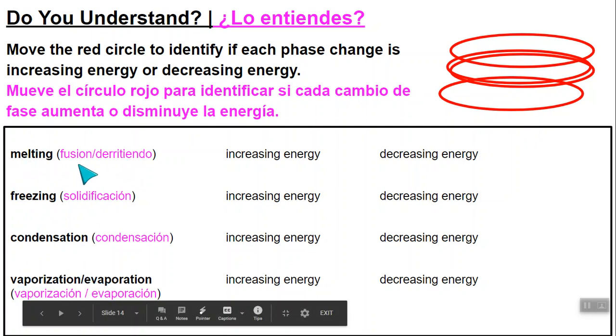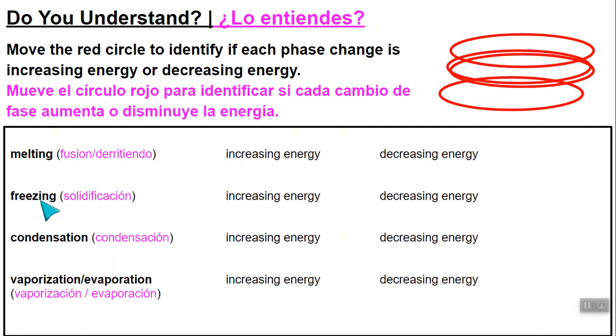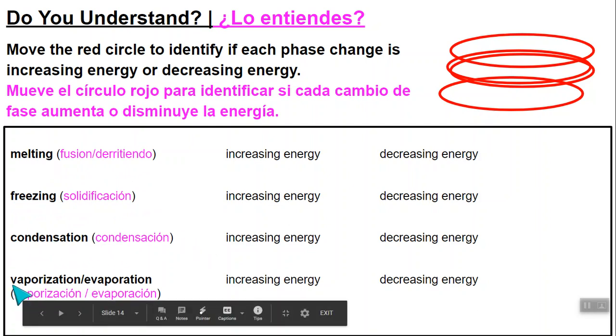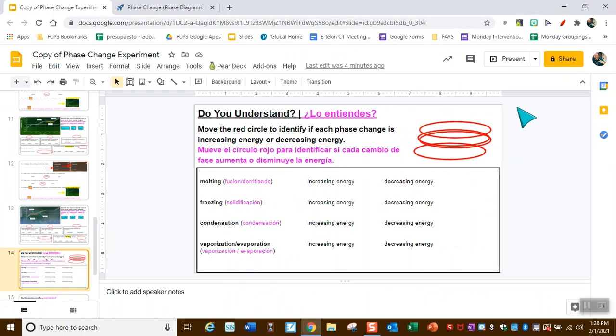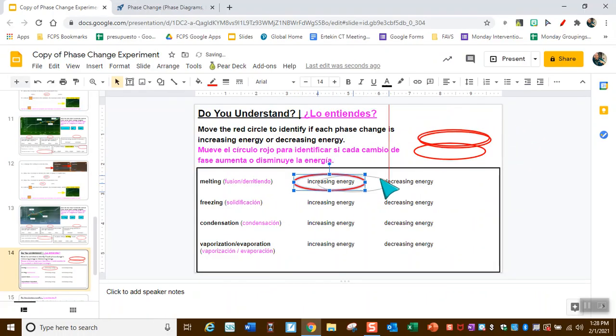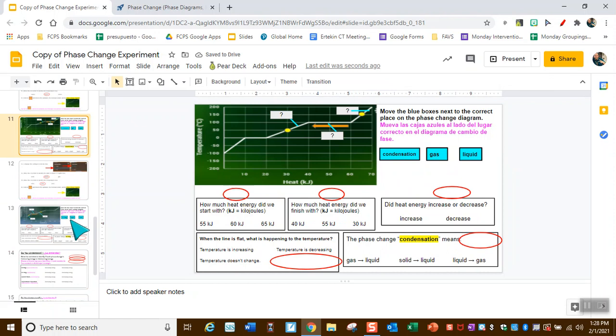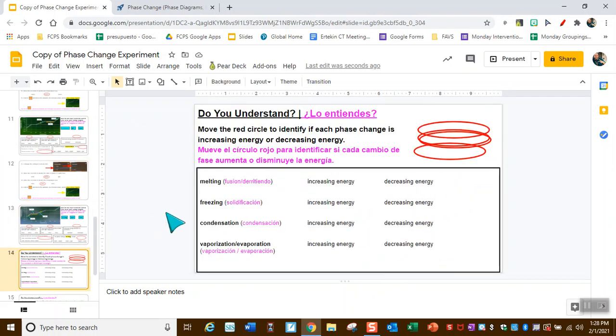Melting, derritiendo, fusión. Freezing, solidificación. Condensation, condensación. Vaporization, or we sometimes call it evaporation. Vaporización, evaporación. So move these red circles to say if each one is increasing energy or decreasing energy. If you need help, look on your answers to help you. Si necesitan ayuda, miren las respuestas aquí para ayudarte, okay? Pause the video to complete this activity. Pausa el video para completar esa actividad.